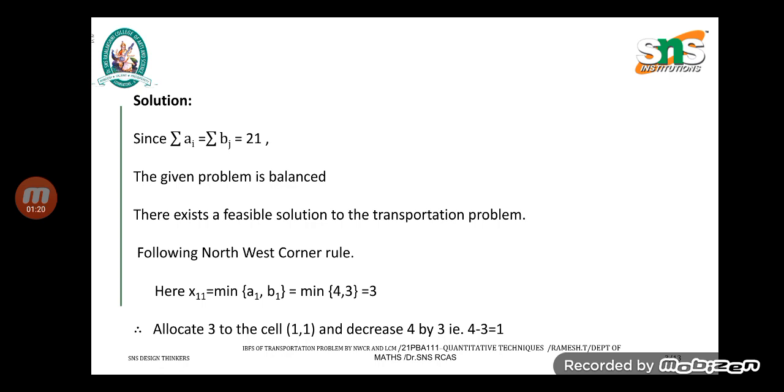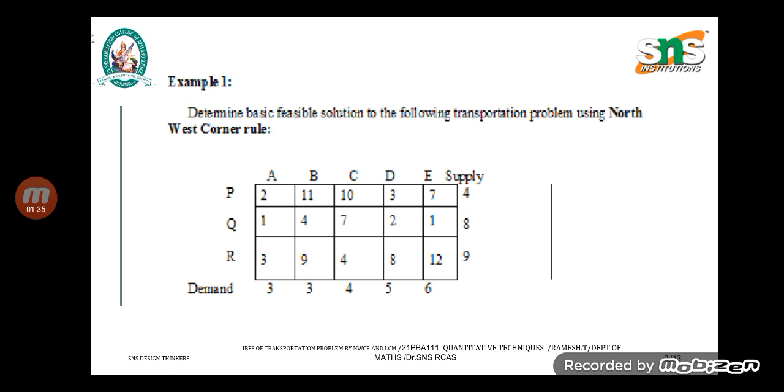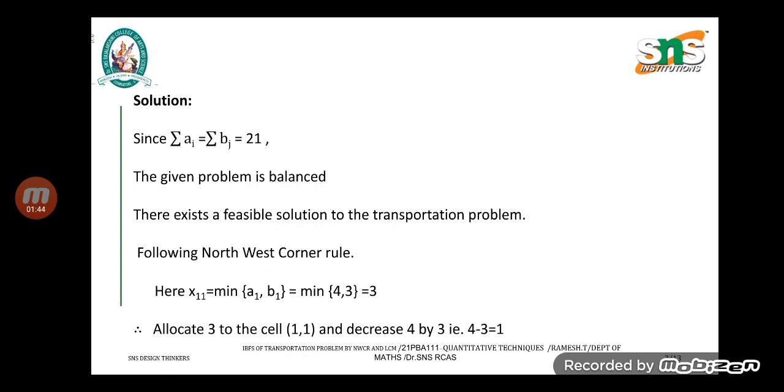So first we check whether the given transportation problem is balanced or unbalanced. If it is balanced, we attain feasible solutions. That is, we check whether total supply is equal to total demand. Here the total supply is 4 plus 8 plus 9, that is 21. Total demand is 3 plus 3 plus 4 plus 5 plus 6, that is 21. So total supply and total demand are both 21. Therefore the given transportation problem is balanced, and therefore a feasible solution exists.